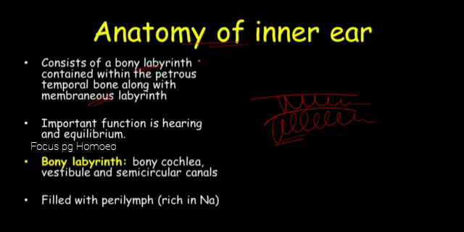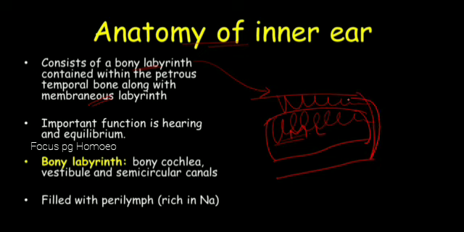I was saying, the outer layer is the bony labyrinth, and you can imagine that this is the bony area, this is the membranous labyrinth, and outside it is the bony labyrinth. You can think that the bony labyrinth is protecting the membranous labyrinth. So in the inner ear, outside is the bony labyrinth and inside is the membranous labyrinth. Its important functions are hearing and equilibrium.